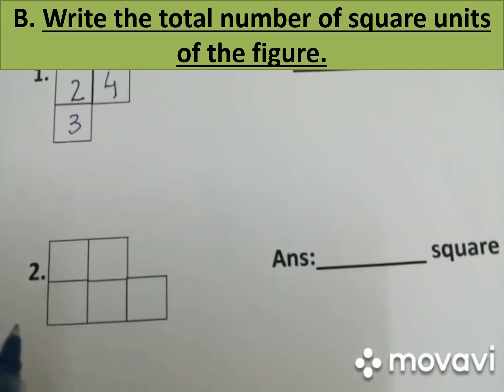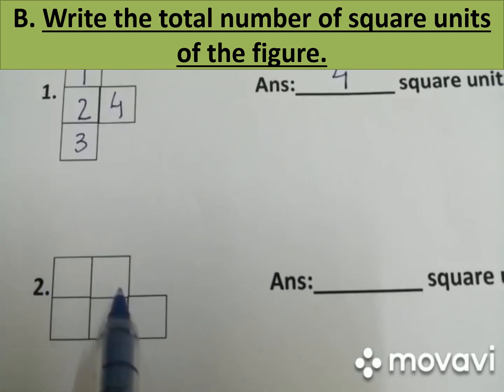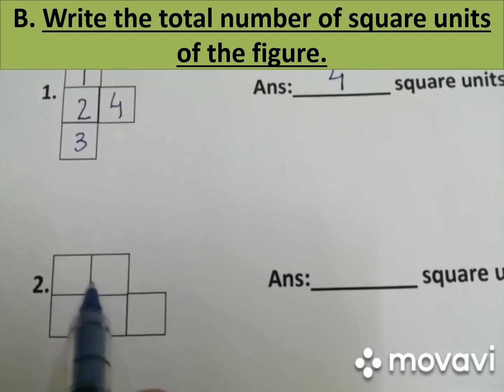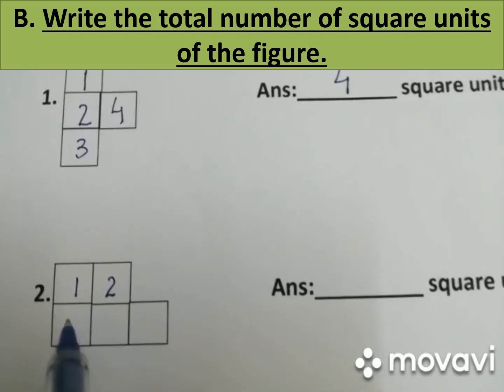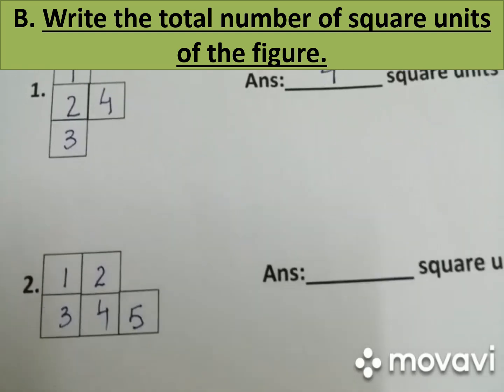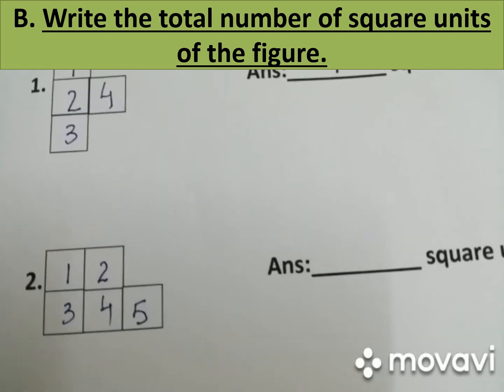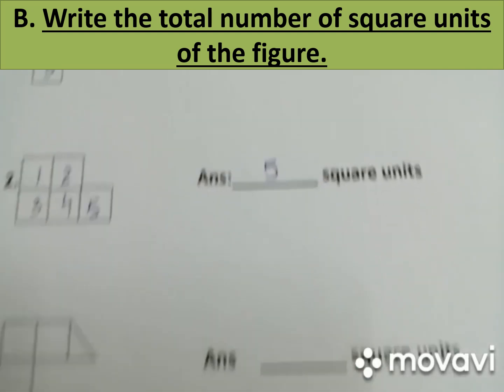Let's do another one. Can you tell me how many are here? We will count it. This is a plain figure here. We will count how many square units are here. 1, 2, 3, 4, 5. So how many square units are in this plain figure? Exactly 5 square units. Okay.